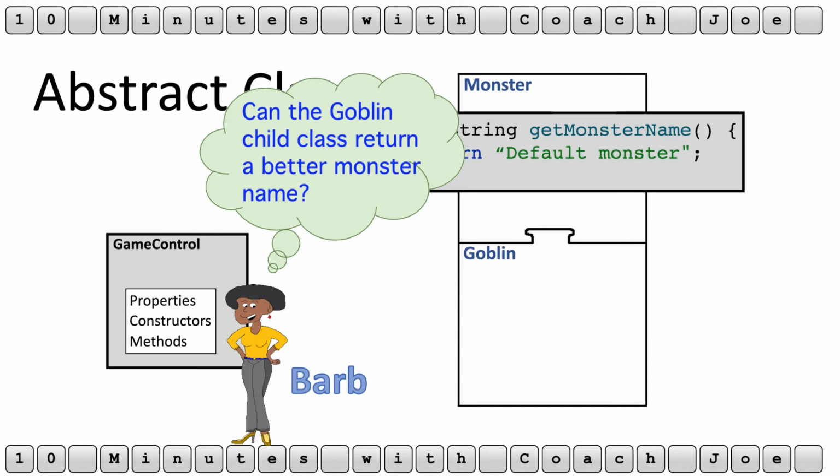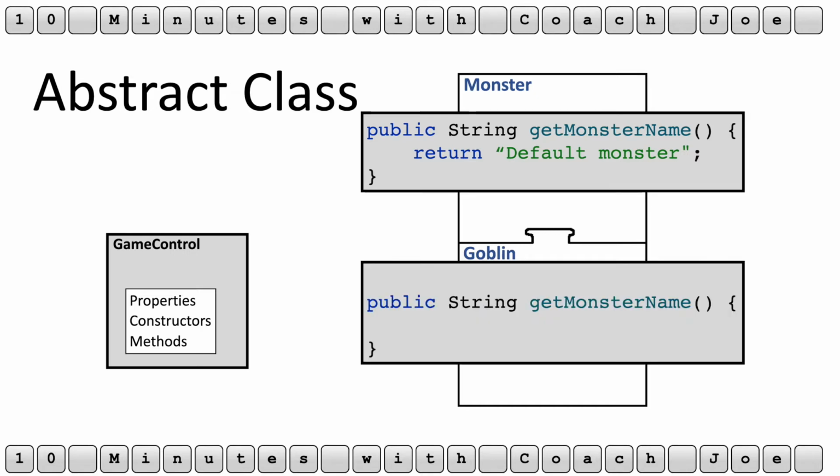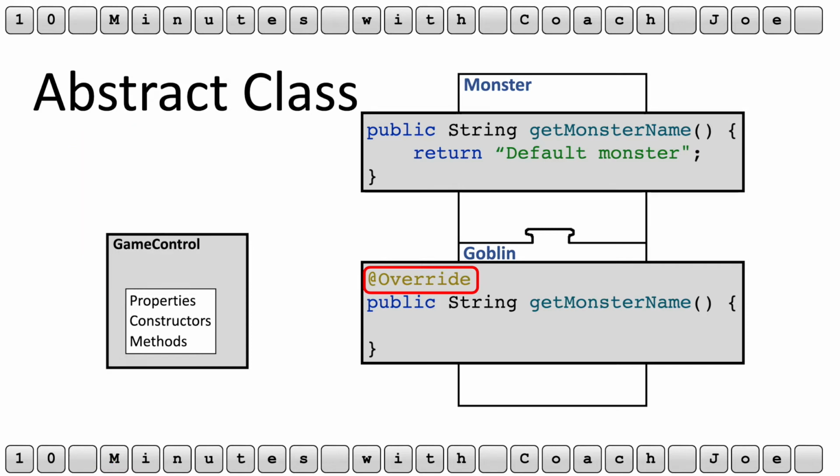Each child class can override a parent method to perform custom behavior, like returning a unique name. Inside the child class, create the same method name and signature. Above the signature, enter an annotation @override. This annotation is not required but very helpful to other developers as a clue the method is overriding a method from the parent class. Inside the code block, let's return Goblin.